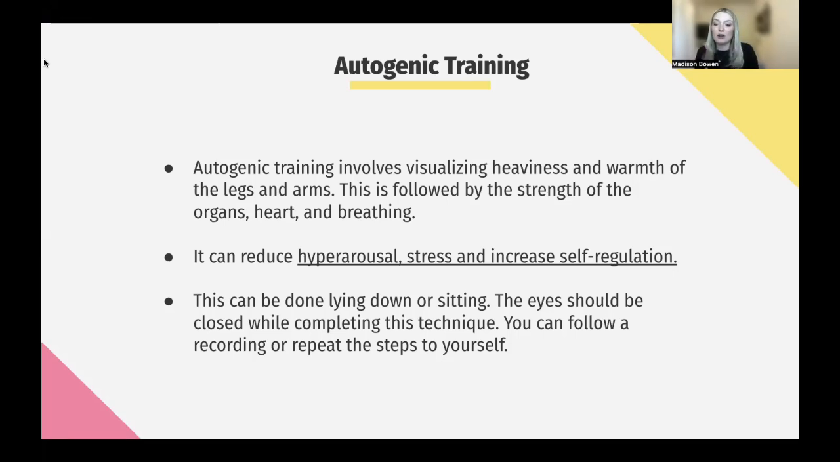The eyes should be closed while completing this technique, and you can follow a recording or repeat the steps to yourself. So often what I've found with this technique is when you hear a recording of this, you can repeat it in your brain, inside your mind, or you can just listen and follow along with what it's telling you.